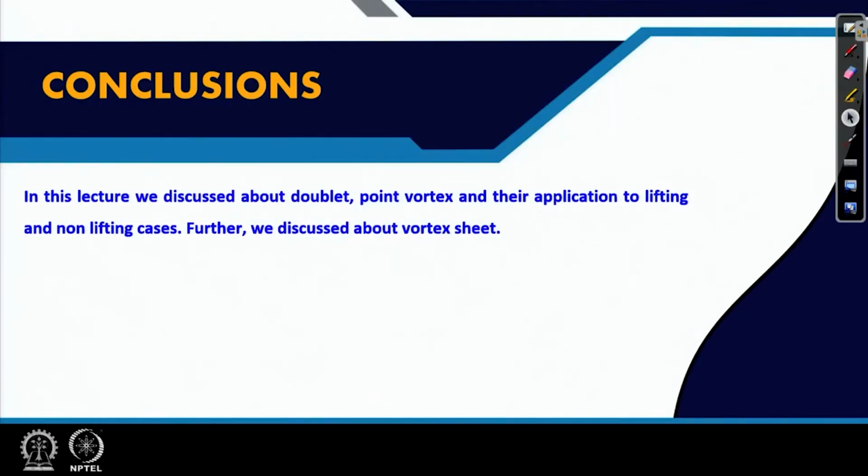In this lecture, we discussed about the doublet, the point vortex, and their application to lifting and non-lifting cases. Further, we had a very introductory discussion about the vortex sheet, where point vortices will be laid along a curve, typically the camber line of an airfoil, and then we will further take that concept forward when we discuss about the thin airfoil theory. Thank you.